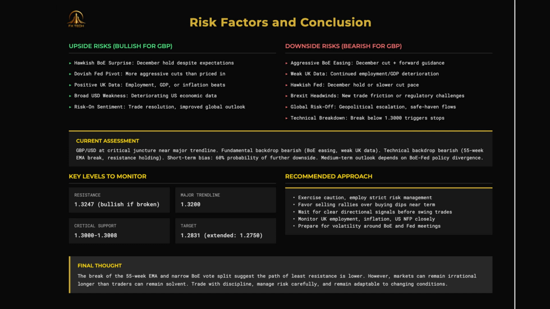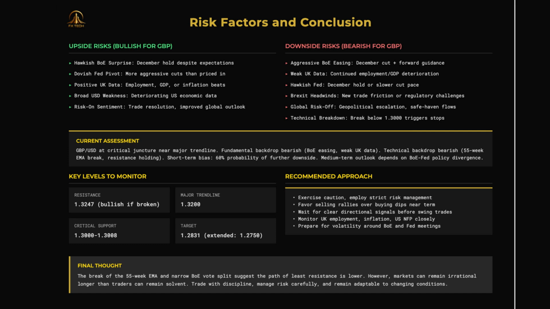Our current assessment: GBP/USD is at a critical juncture near a major trendline. The fundamental backdrop is bearish with BOE easing and weak UK data. The technical backdrop is bearish with the 55-week EMA break and resistance holding. Short-term bias favors 60% probability of further downside.